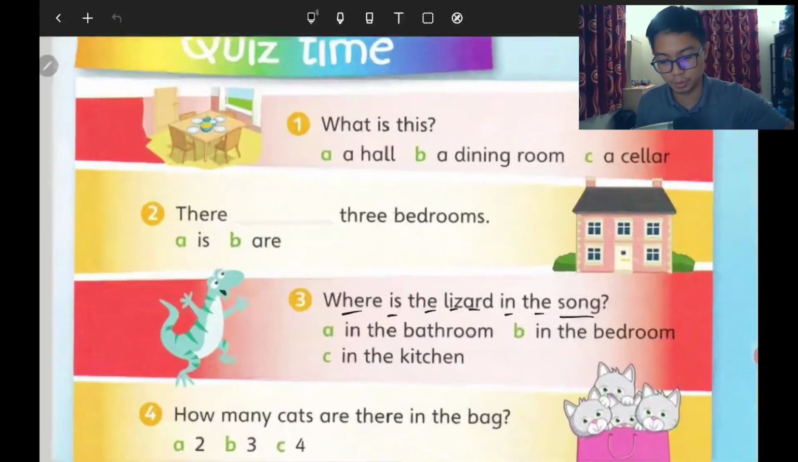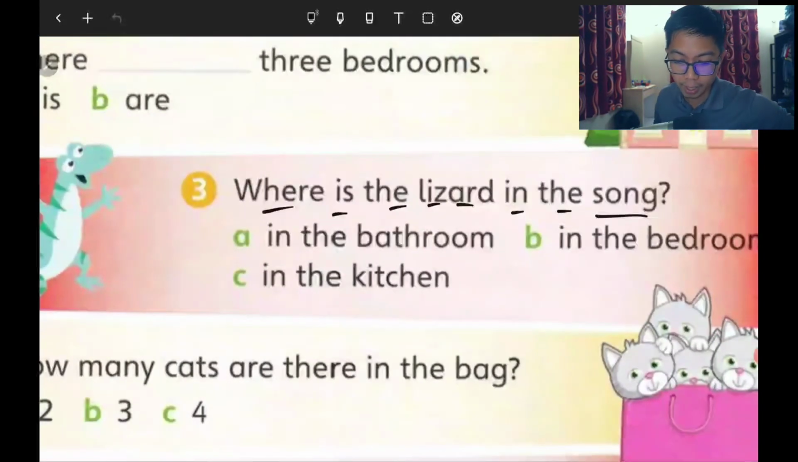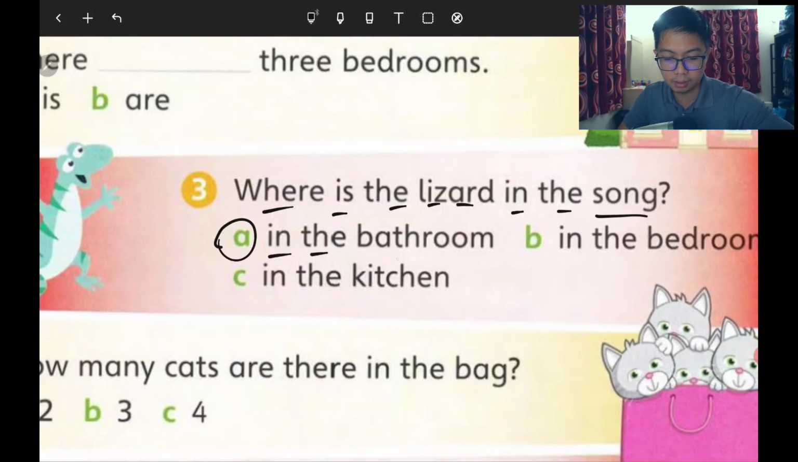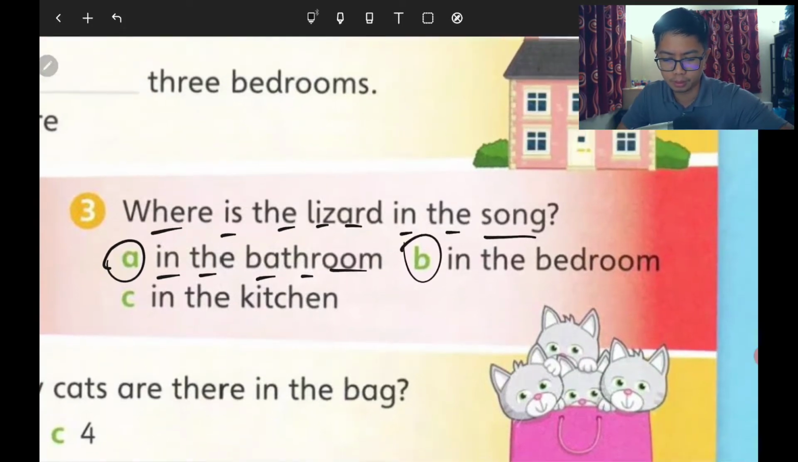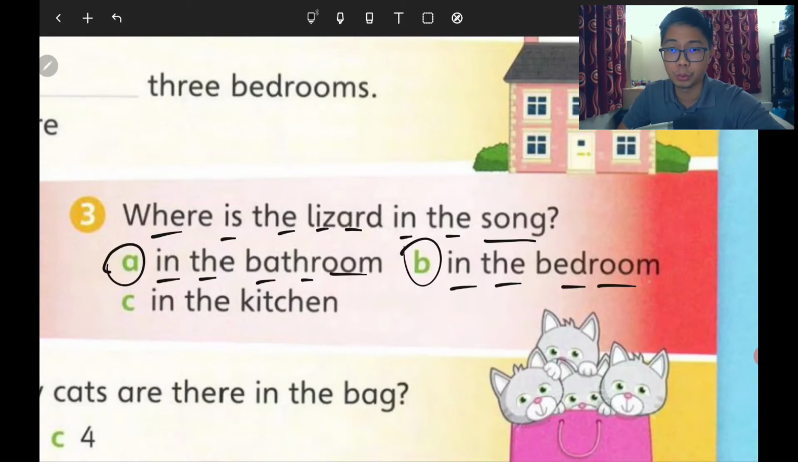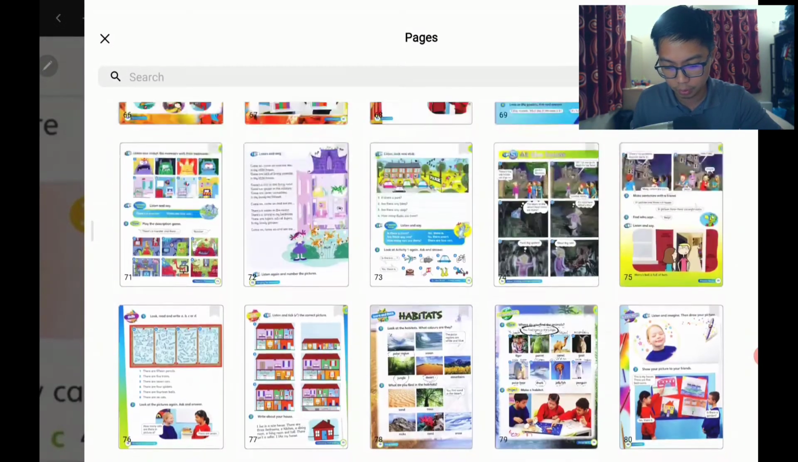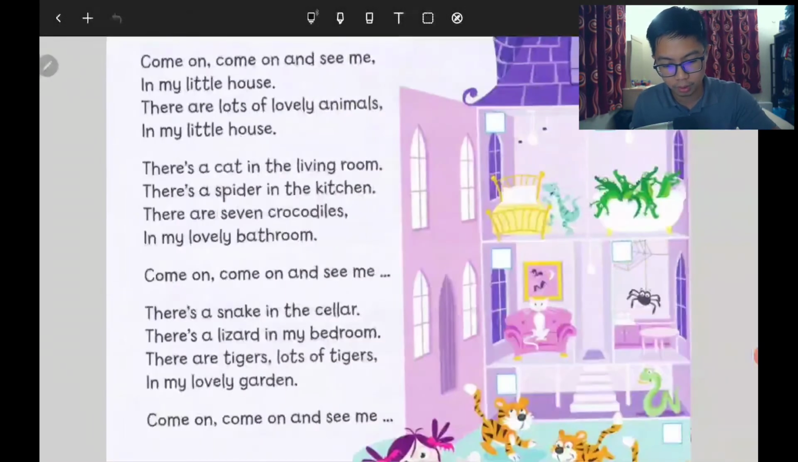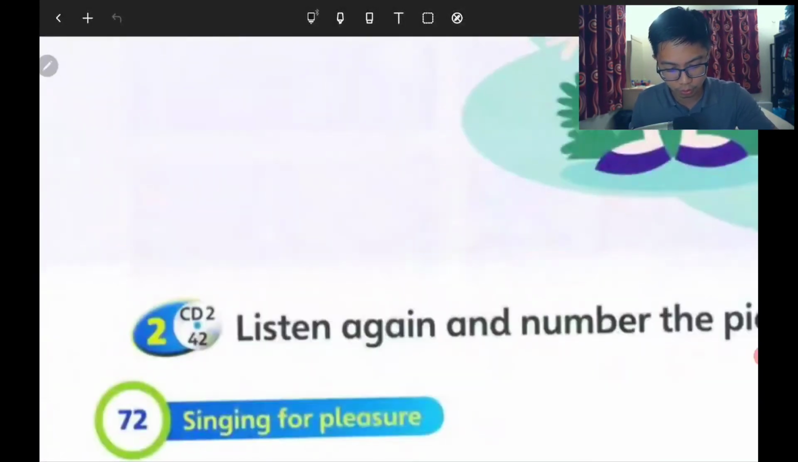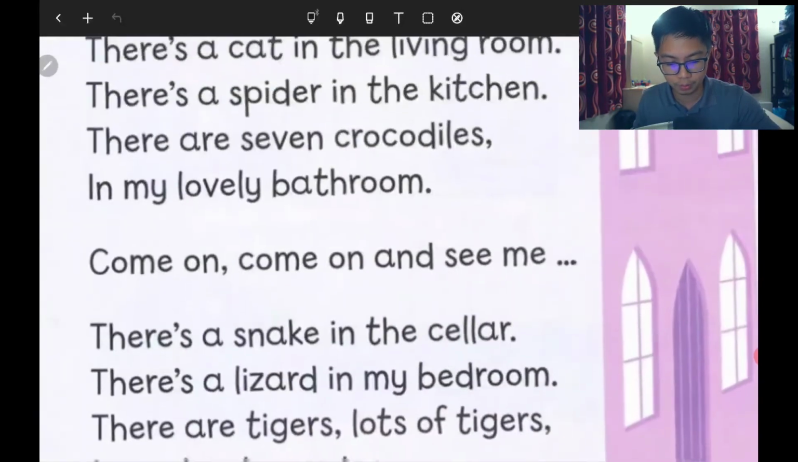Time's up. So, what's your answer? Where is the lizard in the song? Is it A, in the bathroom? Or is it B, in the bedroom? Or is it C, in the kitchen? So which one is your answer? In order for us to get the correct answer, we need to go back to the lyrics of the song. It was on page 72, singing for pleasure.